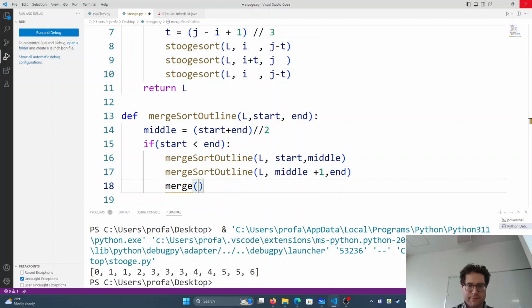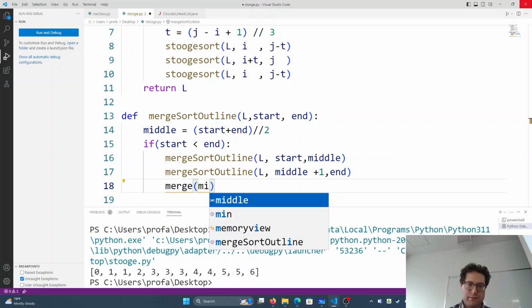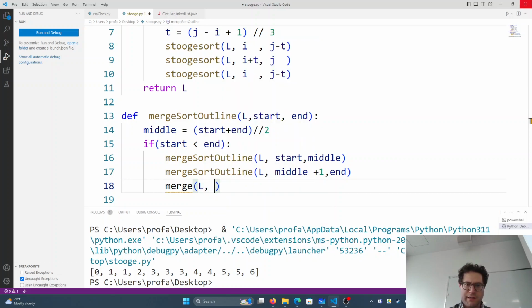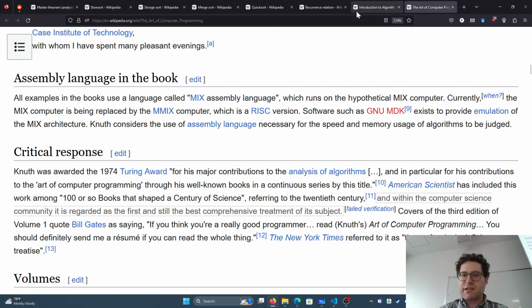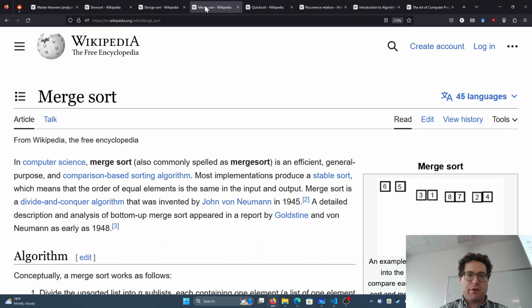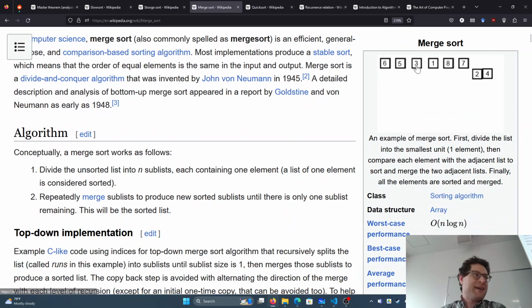We're going to combine them using the list, start, middle, and end, so we know where we want to combine them. Merge is undeclared here, but I showed you the method for doing it last time. And if you're really interested, Rosetta Code has like 1.5 million implementations of it. You can also watch an animation of how it works.